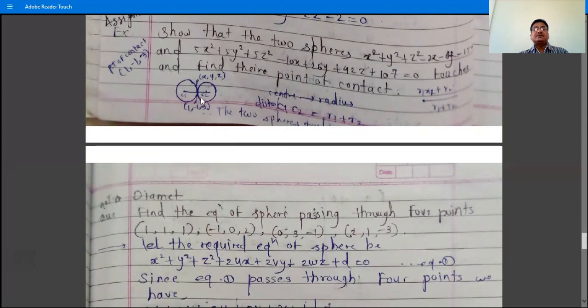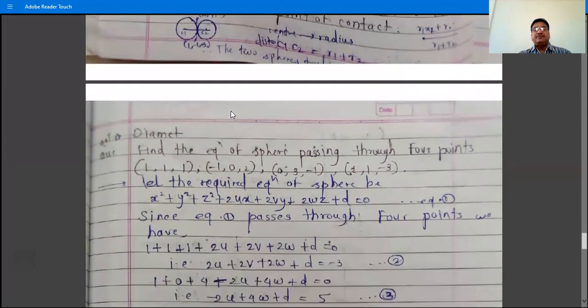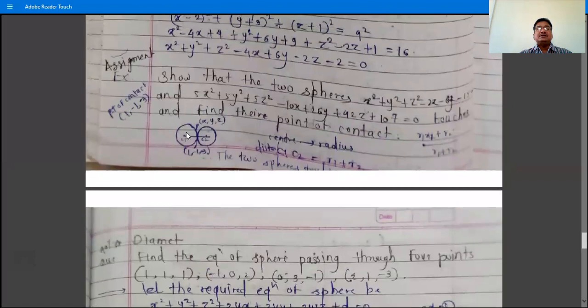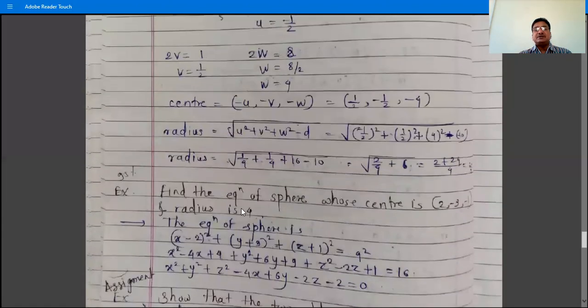That is, we have to show that the two spheres touch each other. And how can we show this? Suppose C1 is the center of the first sphere and C2 is the center of the second sphere, and suppose R1 is the radius of the first sphere and R2 is the radius of the second sphere. Then find the center and radius of these two spheres by using this procedure.